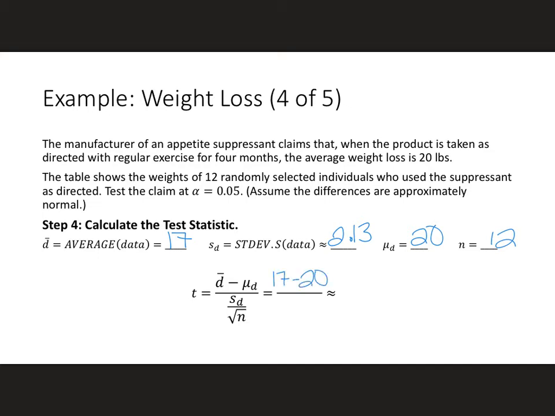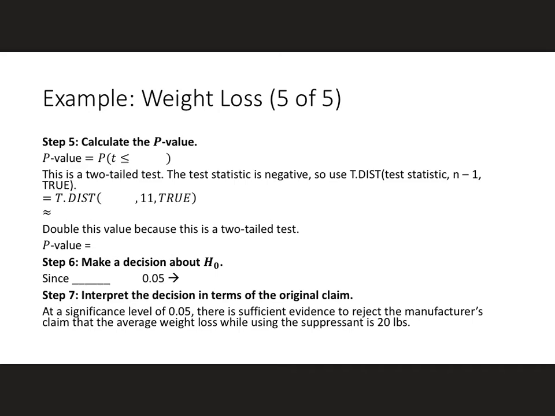So 17 minus 20 over 2.13 over the square root of 12. If you put that in Excel, you get approximately negative 4.88. Now you're going to use the test statistic that you found of negative 4.88 and figure out what the t-value is, or sorry, the p-value.